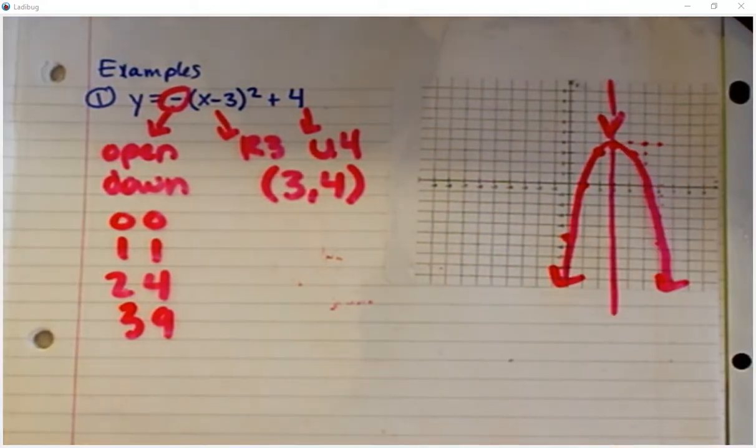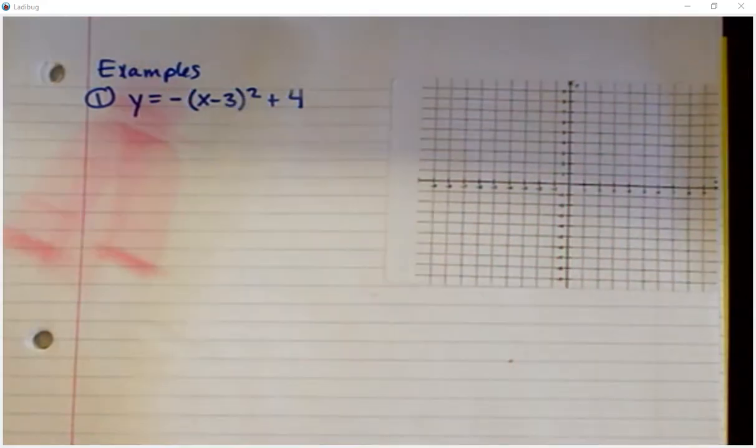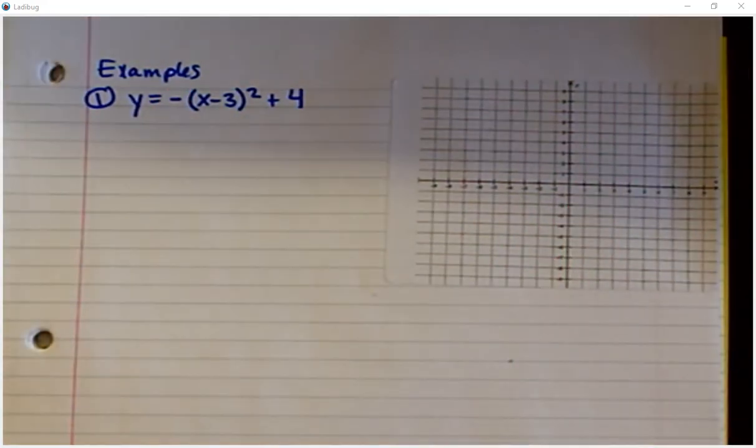Okay, there's my graph. That's the whole thing. Notice that I place my vertex before I actually count my points because I don't feel like drawing it more than once. All right, here we go. Now you do it with me.